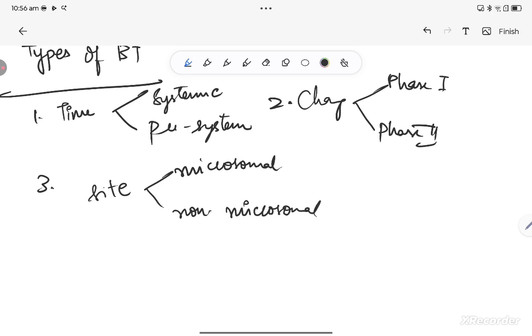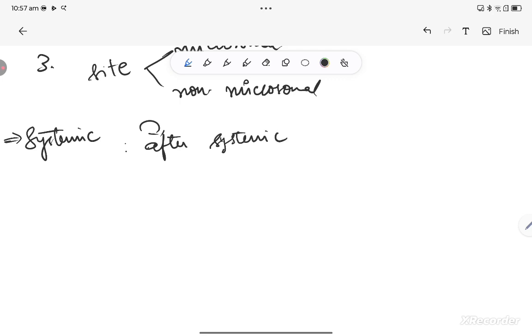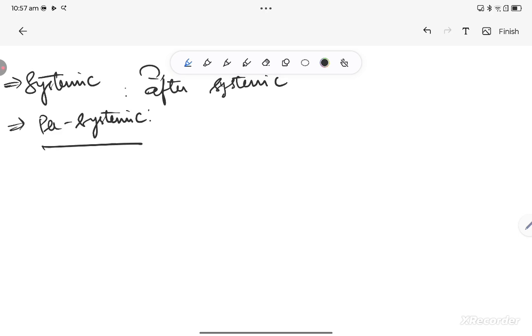Now we will start with first one, that is based on time, systemic and pre-systemic. Systemic metabolism. Let us start with this. Basically, this is metabolism which happens after reaching the systemic circulation. This is what we all usually talk about, and this is responsible for the majority of the metabolism. Then comes pre-systemic. This is something very important, very often asked for 3 marks, as well as important for us to understand bioavailability too. In the concept of bioavailability also we spoke about it.